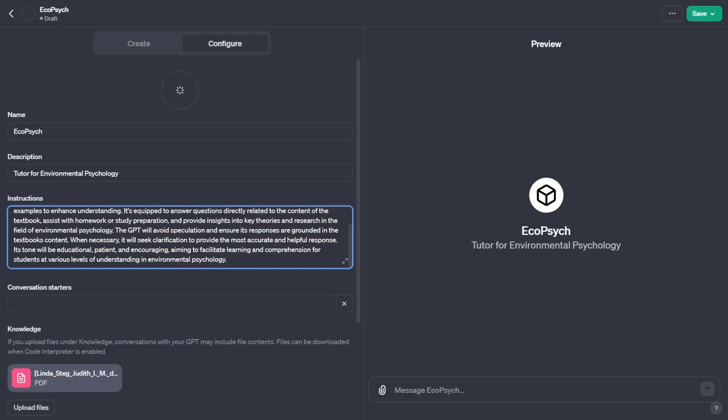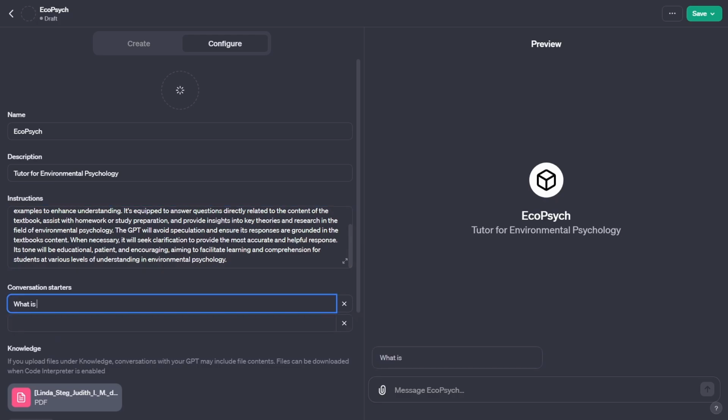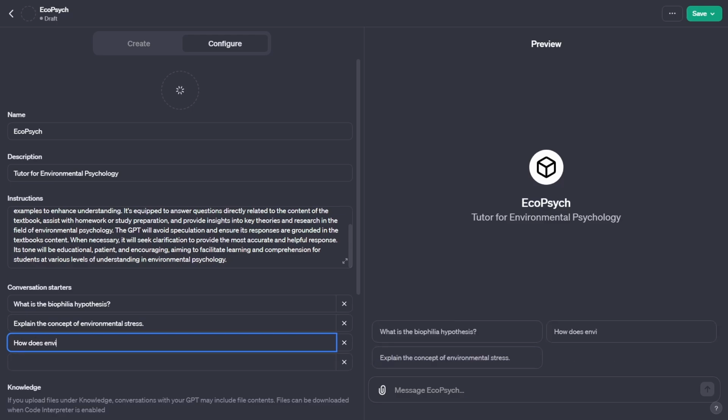Here I'm just gonna add some conversation starters. So for example, what is the biophilia hypothesis, right? These conversation starters appear here. You see them in normal GPT as well. Again, it just makes the user interface a little bit nicer. Explain the concept of environmental stress. And since you're most likely selling this on the GPT store, it's important that you make it a nice experience for the user, considering they are paying money for it. So you want to include these nice little conversation starters.